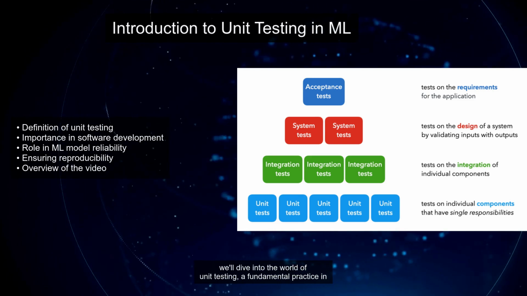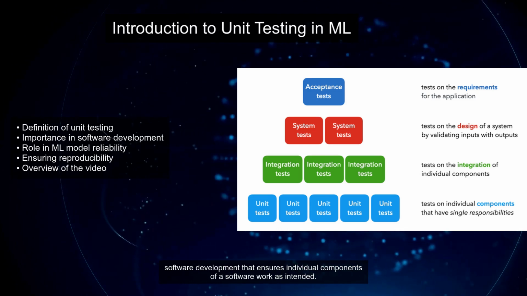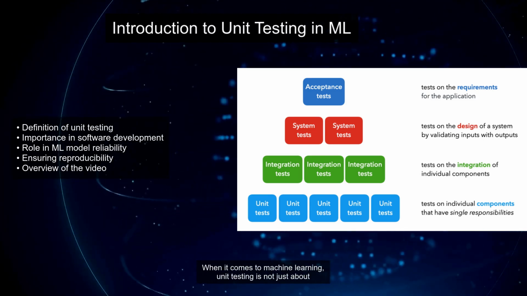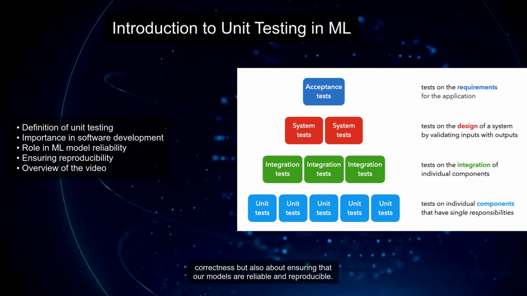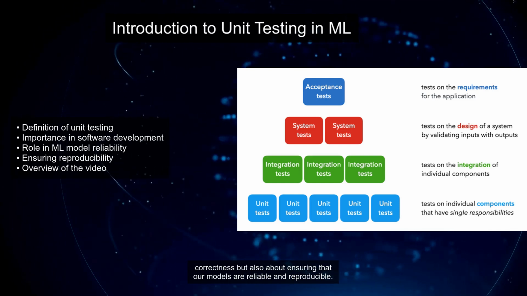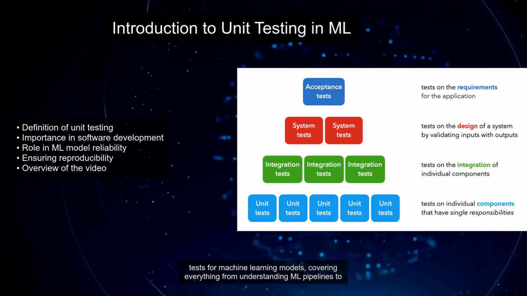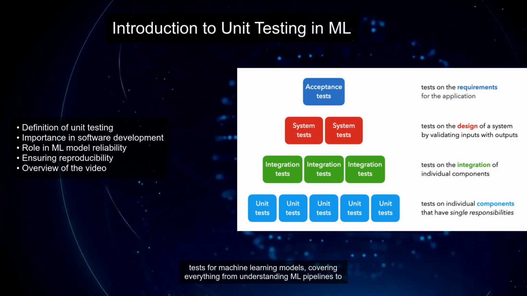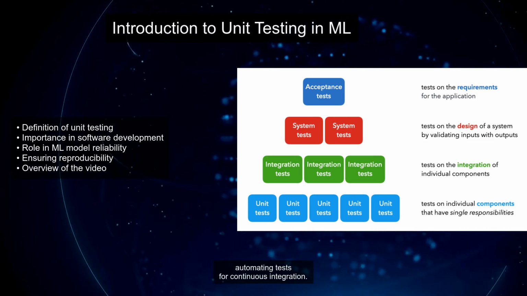Today, we'll dive into the world of unit testing, a fundamental practice in software development that ensures individual components of a software work as intended. When it comes to machine learning, unit testing is not just about correctness but also about ensuring that our models are reliable and reproducible. This video will guide you through the essentials of creating effective unit tests for machine learning models, covering everything from understanding ML pipelines to automating tests for continuous integration.